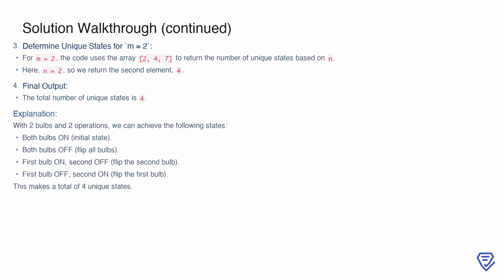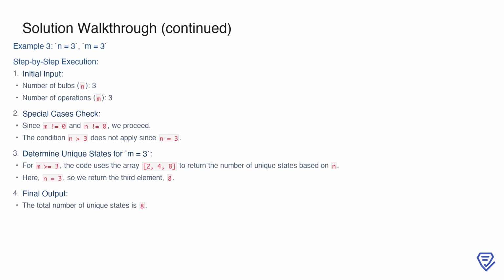First, both bulbs on, which is the initial state. Second, both bulbs off, achieved by flipping all bulbs. Third, the first bulb on and the second off, achieved by flipping only the second bulb. And finally, the first bulb off and the second on, achieved by flipping only the first bulb. These combinations give us exactly 4 unique states.